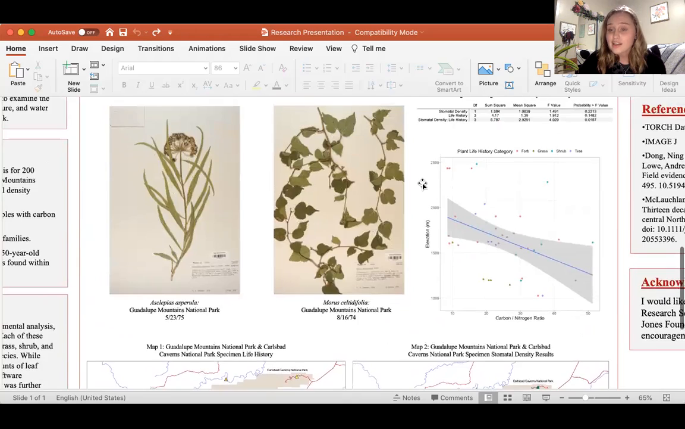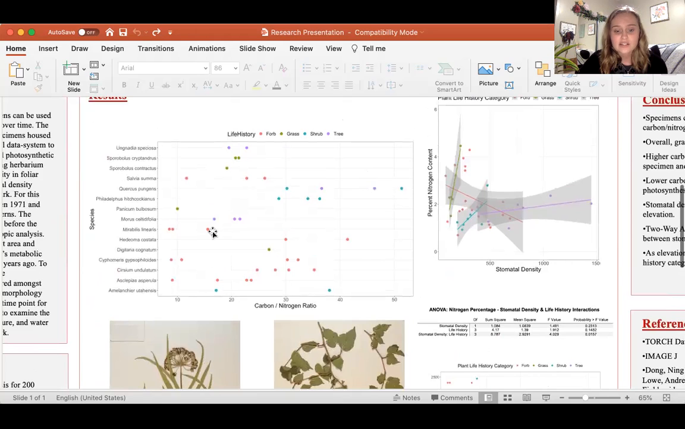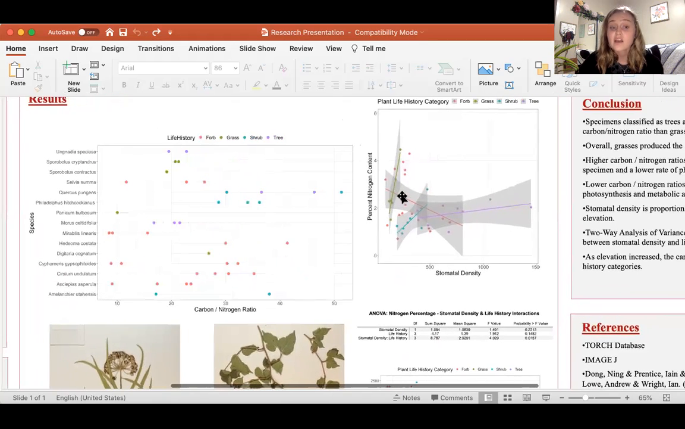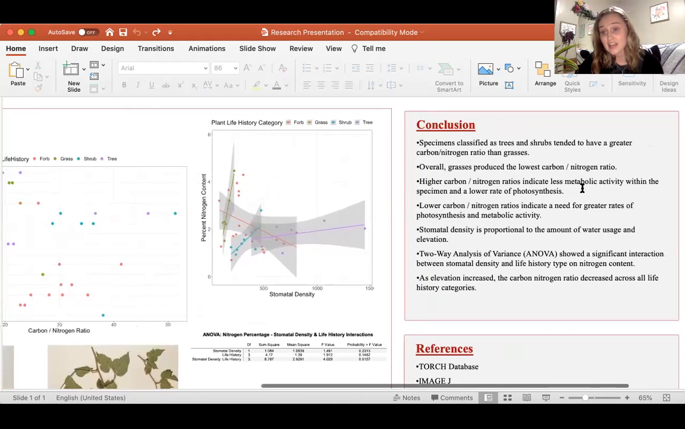Let's go ahead and move on and analyze some of our carbon-nitrogen ratios that we have determined. As we are looking at our different species compared to our carbon-nitrogen ratio, you can see that a lot of our shrubs are found in the higher aspect of the carbon-nitrogen ratio. As we've outlined in our conclusion, the higher carbon-nitrogen ratio does indicate less metabolic activity, because the plant isn't using as much carbon, it is storing it. That is basically saying that this plant is not performing photosynthesis at a rate that another plant might. That might be a part of a different life history.